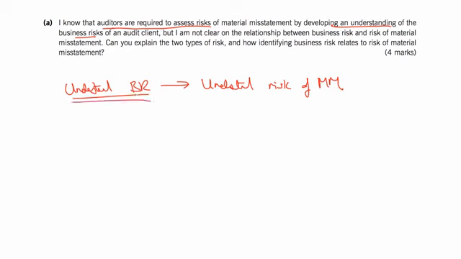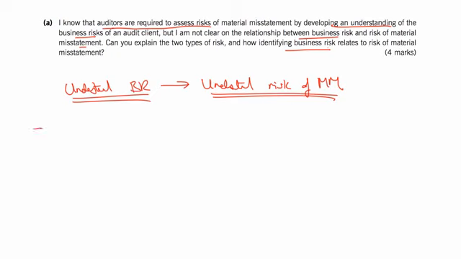But I'm not clear on the relationship between business risk and risk of material misstatement. Can you explain the two types of risk and how identifying business risk relates to the risk of material misstatement? So first of all, we had to identify them.